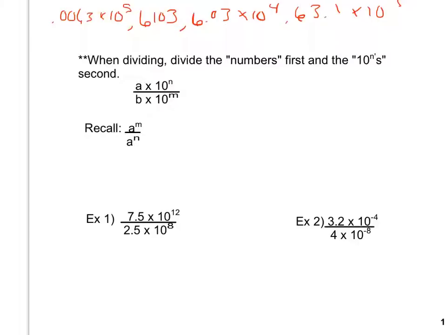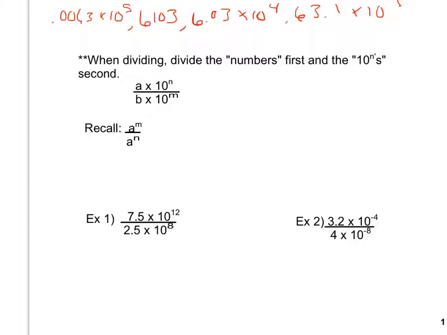When you are dividing, just like with multiplication, where you multiplied the numbers first and then multiplied your 10 to the n's, for lack of a better word, second, it's the same thing with dividing. You're going to start by doing the division with your number part, and then you're going to divide your base 10s. The reason is because we know that if we have the same base, we've already seen a rule for this.